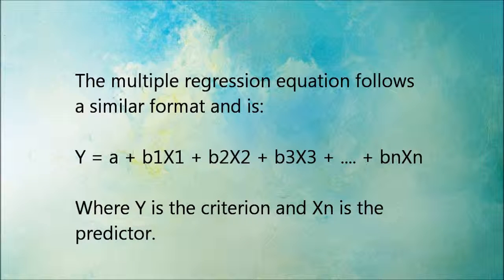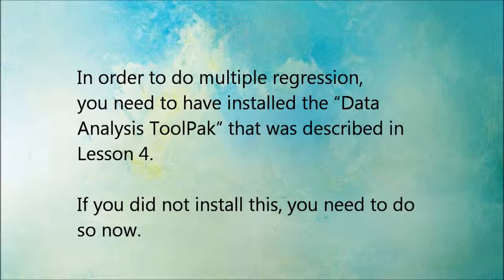The multiple regression equation follows a similar format and is as follows: y equals a plus b1 x1 plus b2 x2 plus b3 x3 plus so on, where y is the criterion and xn is the predictors. This depends on the number of predictors used. In order to do multiple regression in Excel, you need to have installed the Data Analysis Toolpak that was described in Lesson 4. If you did not install this, you need to do so now.